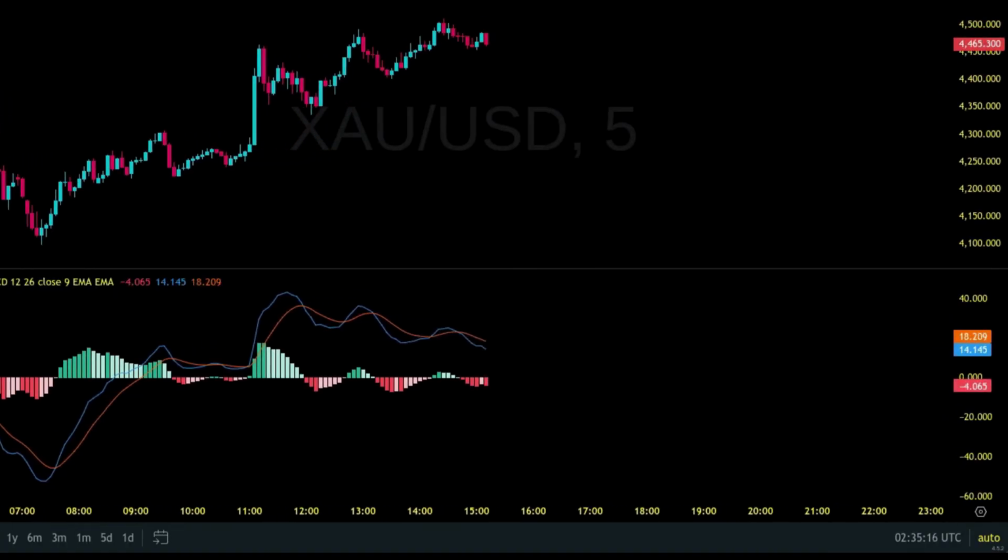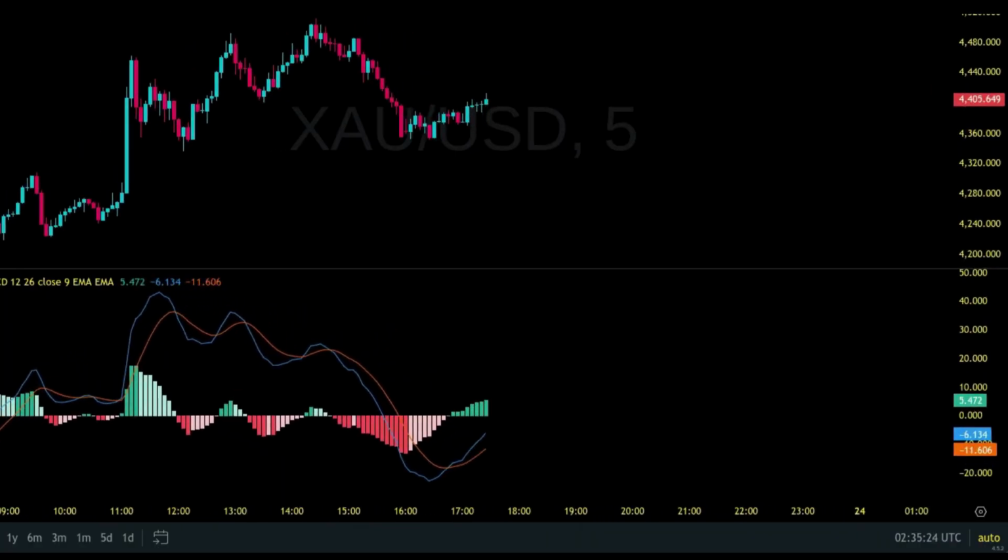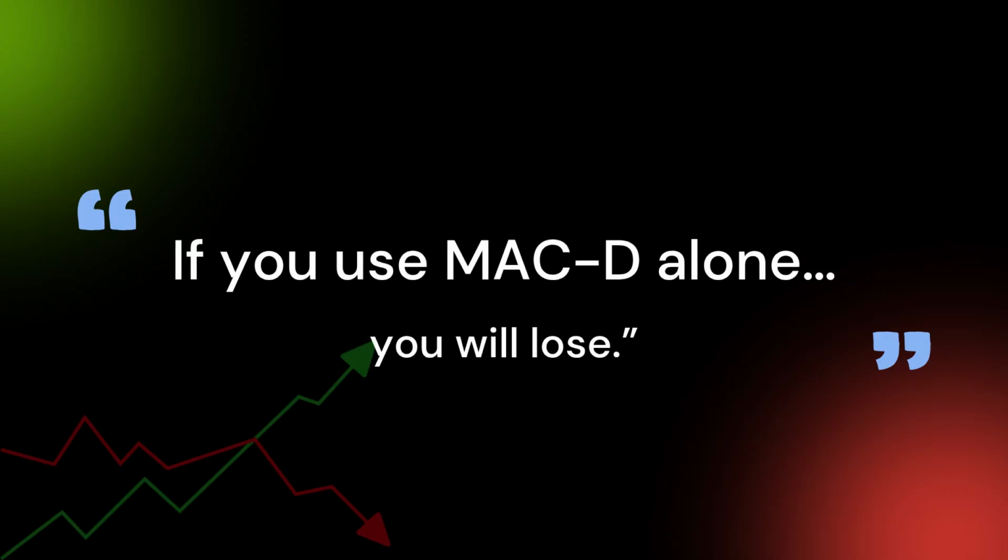By using XAUUSD chart examples, and how to avoid entering at the wrong moment. Because if you use MACD alone, you will lose. My friend, let's not guess. Let's read the market step by step.